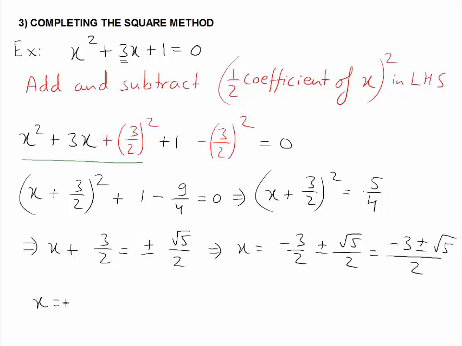So the roots are x equals minus 3 plus root 5 by 2 and minus 3 minus root 5 by 2. Here we tried to convert x square plus 3x into a perfect square to be able to solve by this method. So this is called the completing the square method. Now next is the discriminant. We have already seen the formula used to find the roots of a quadratic equation.